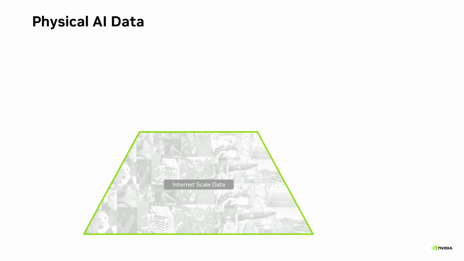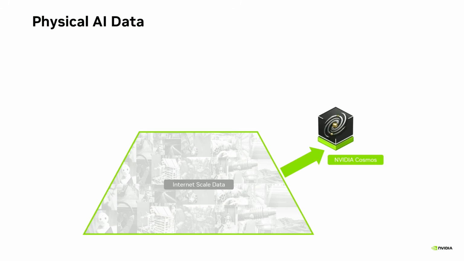We have a pyramid. The bottom is internet-scale data. Those data are not from a robot perspective. It's mostly from an information sharing or storytelling perspective. But they encode the dynamics of the world, how things happen in the real world, in the physical world. We can build a world model, like NVIDIA Cosmos, to capture the knowledge in this internet-scale data. A world model can understand and simulate the physical world.